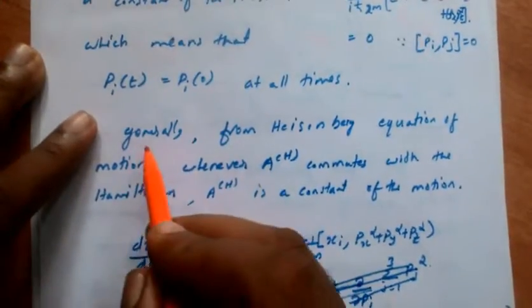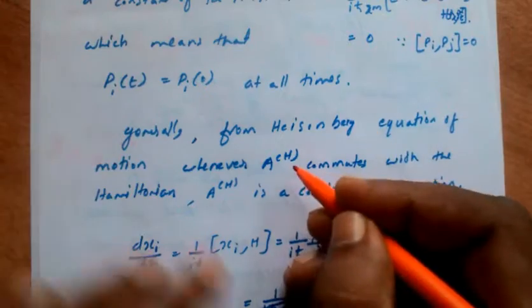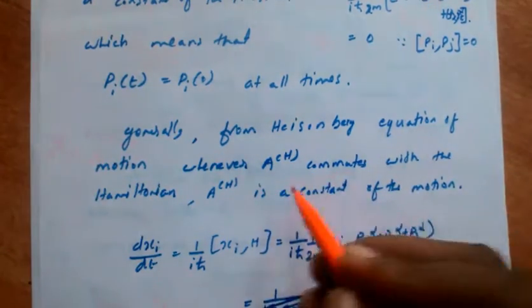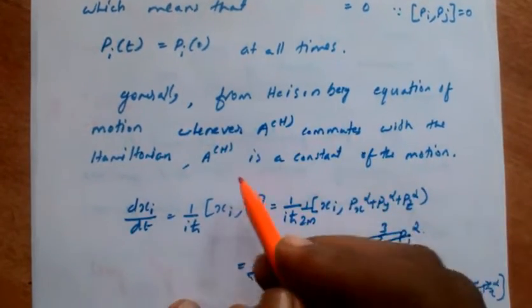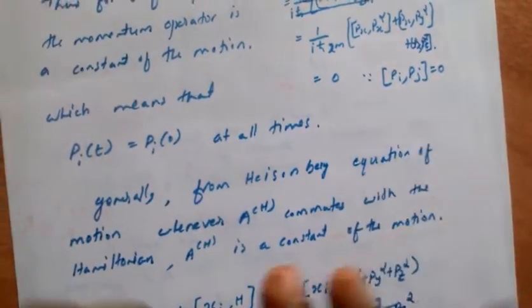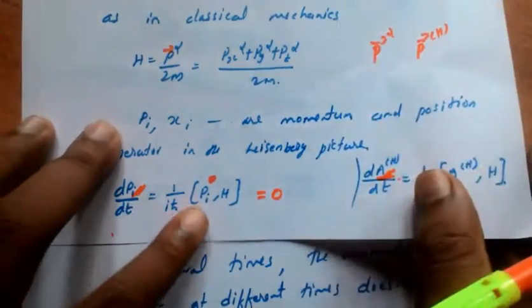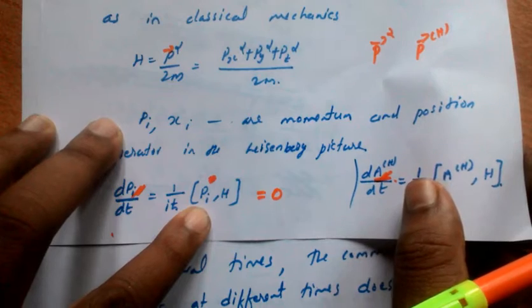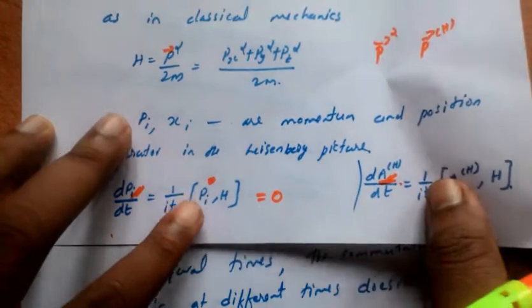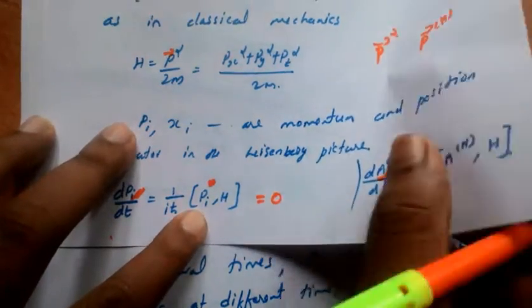So we can mention generally from Heisenberg's equation of motion, whenever an operator A commutes with the Hamiltonian, then A is a constant of motion. Here look at this. In this equation, P commutes with the Hamiltonian. So pi commutes with the Hamiltonian. So P is the constant of motion. That means momentum will not change with respect to time. Next we will consider the position operator.